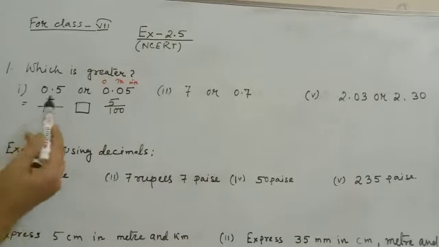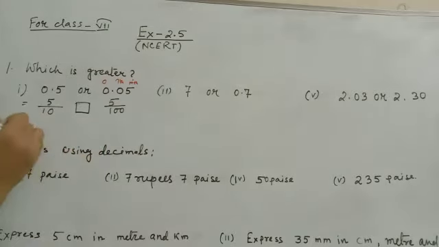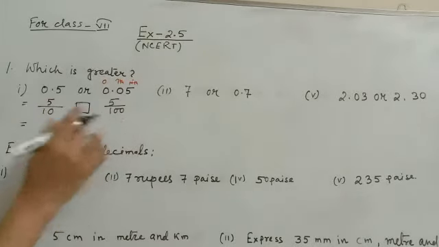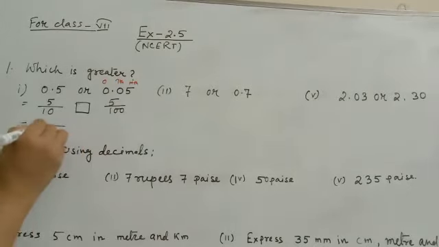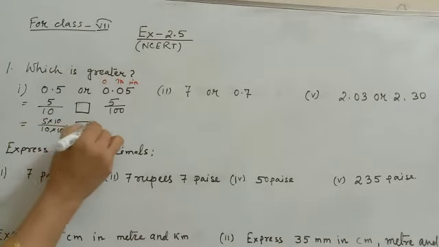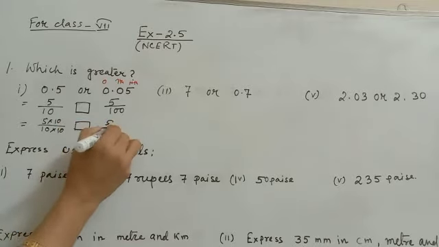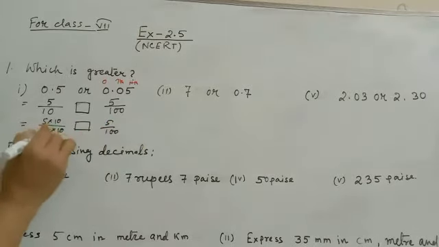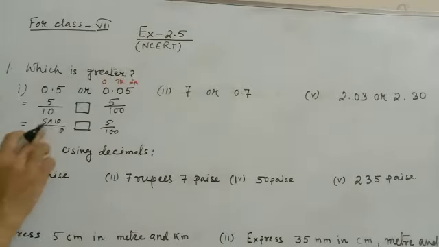Or better, if you want to do it in another way, you can make the denominators the same. In that case, for 10 and 100, the LCM is 100. So make the LCM 100. You can make 10 into 10 and 5 into 10, that means 50. And the box you are giving here, 5 by 100, in this case it will become 100, and this becomes 50.